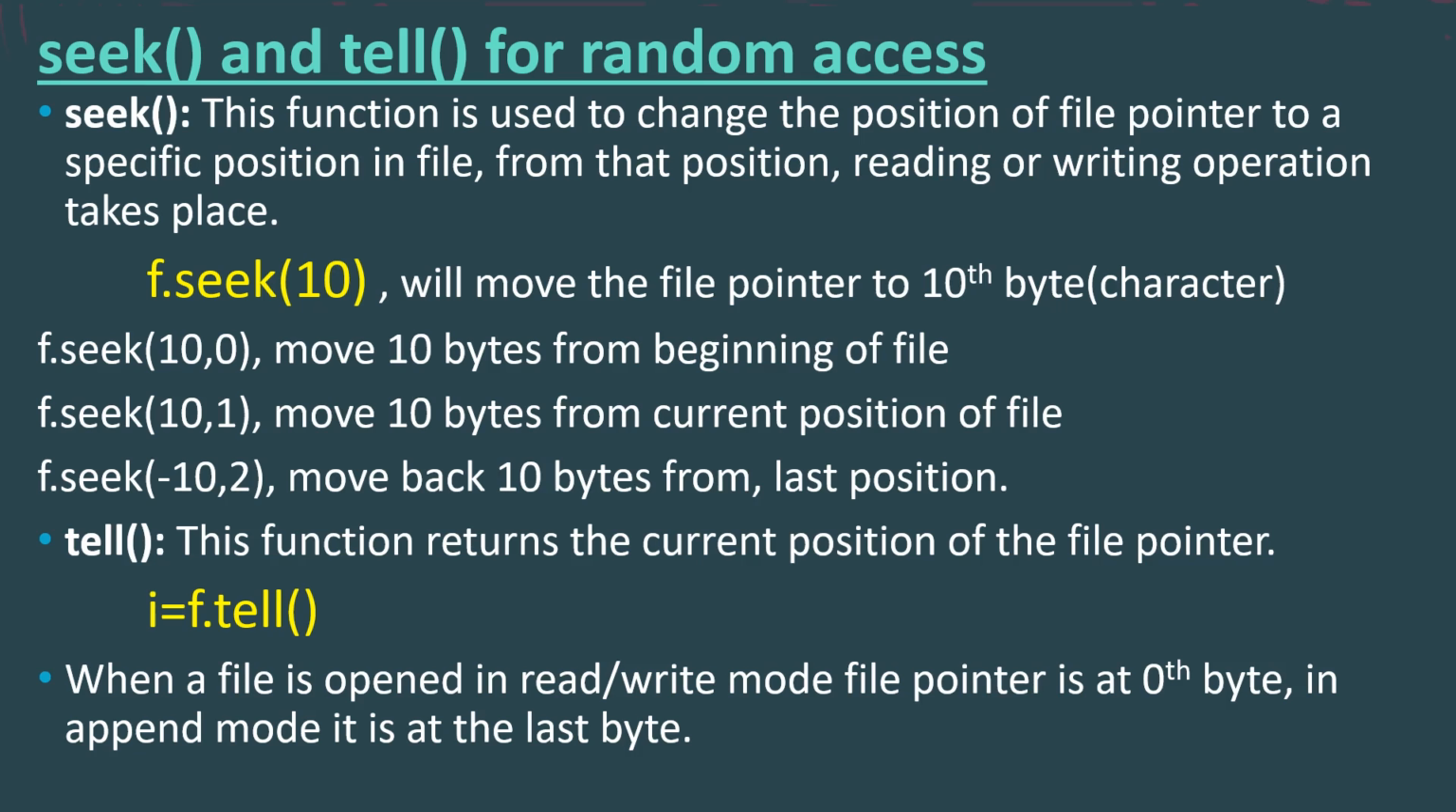Then similarly, one more function is tell. Tell function will return the current position of the file pointer, where exactly your pointer is right now. It will give you that position and it will return the value. So if you just write i = f.tell(), it will tell you the current position of the pointer and the position will be stored in a variable i. For example, if your current position is at the 10th byte, then i will have value 10.